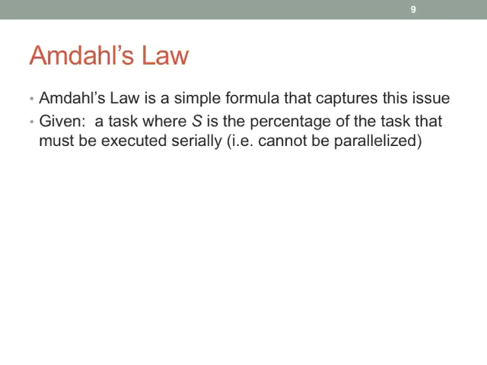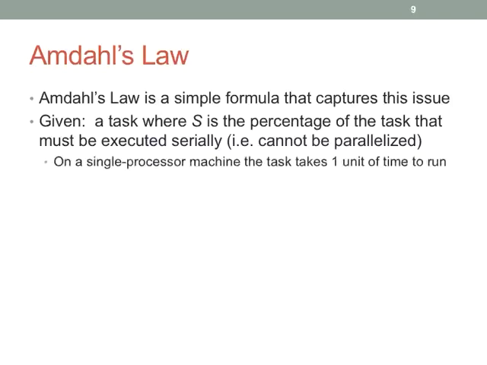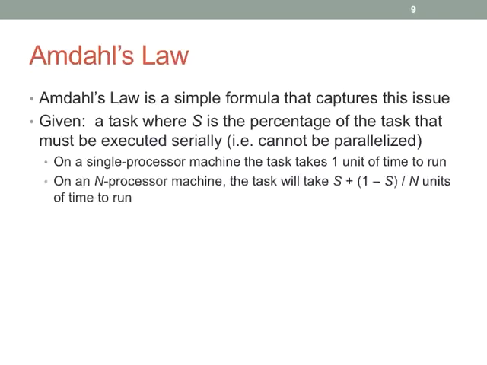So you have a task where S is the percentage of the task that can be executed serially. Or like I said, it must be executed serially because it cannot be parallelized. That often happens when people try to parallelize a program. On a single processor machine, the task takes 1 unit of time to run. On an n processor machine, you get this improvement. So you have S, which is the serial part. That's really obvious. Then you have 1 minus S, the parallelizable part, over n. That's how much time it'll run.